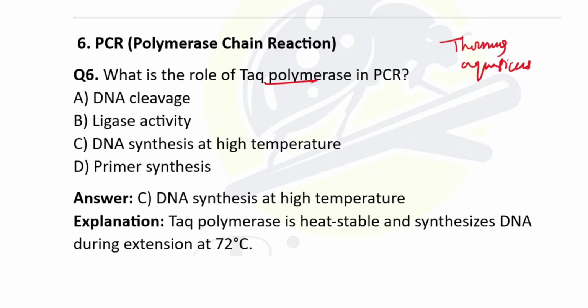Without that, PCR cannot be done, as it is capable of withstanding the high temperature needed to denature the DNA during the process. First step is DNA denaturation. So we do it at a very high temperature, and for that we need the Taq polymerase. So it is related to DNA synthesis at higher temperature. So the right answer is option C. Now next question.